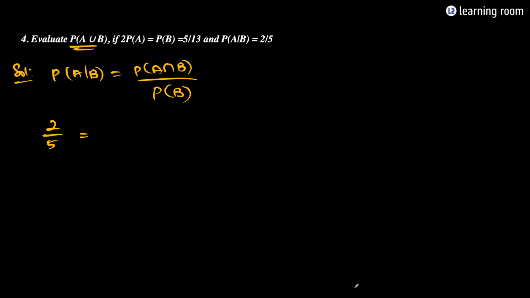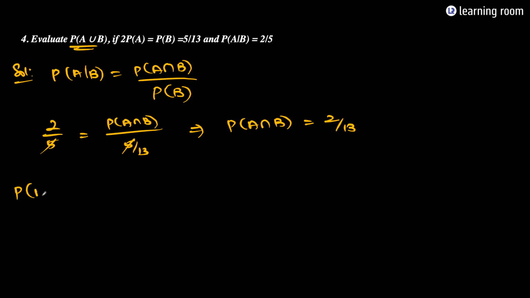So 2 by 5 is equal to the probability of A intersection B that we need to find, divided by probability of B, which is 5 by 13. Cancel this and this. So probability of A intersection B is going to be equal to 2 divided by 13. So what is the probability of A union B? It is probability of A plus probability of B minus probability of A intersection B.